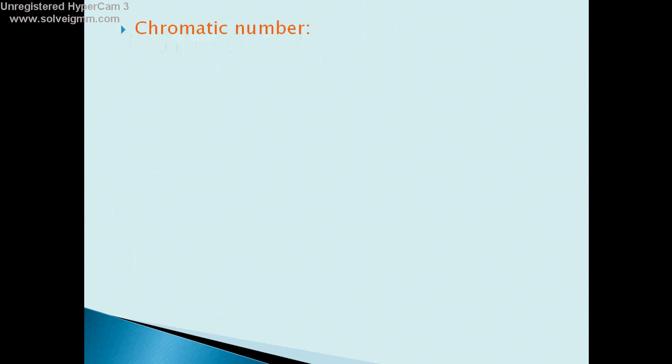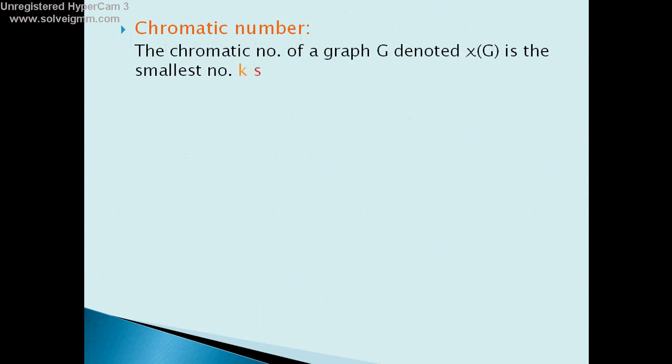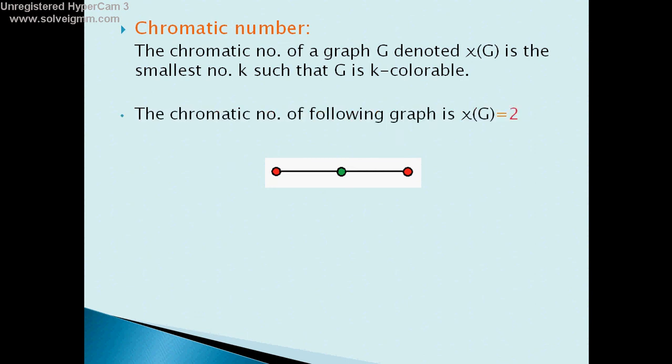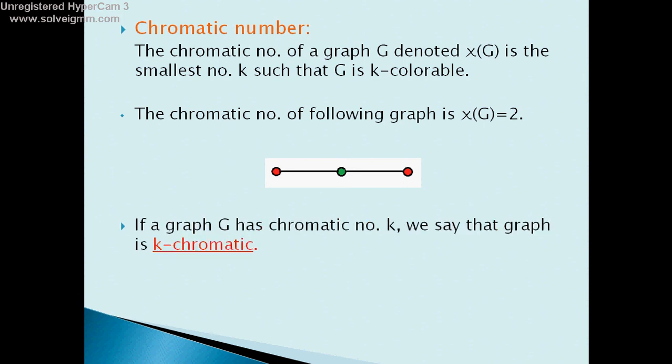Chromatic number. What is chromatic number? The chromatic number of a graph G, denoted chi(G), is the smallest number k such that G is k-colorable. Consider this example. Here we can color this graph using two colors, so the chromatic number of this graph is 2. If a graph G has chromatic number k, we say that graph is k-chromatic.